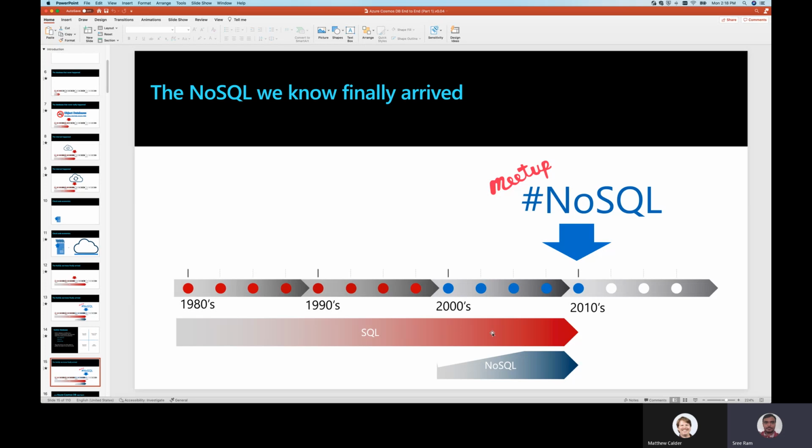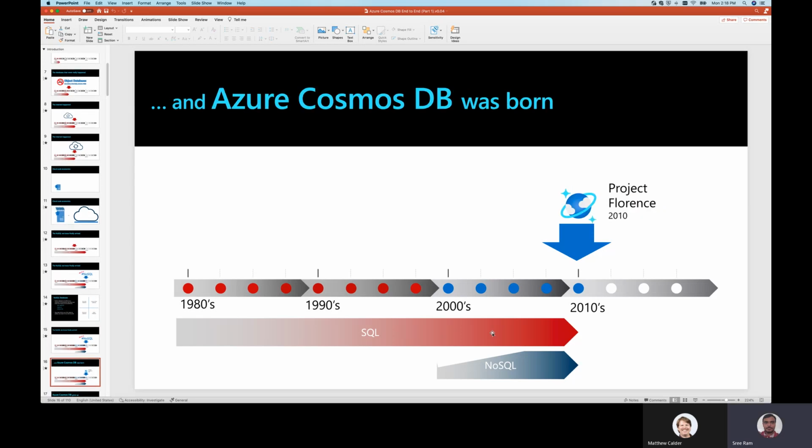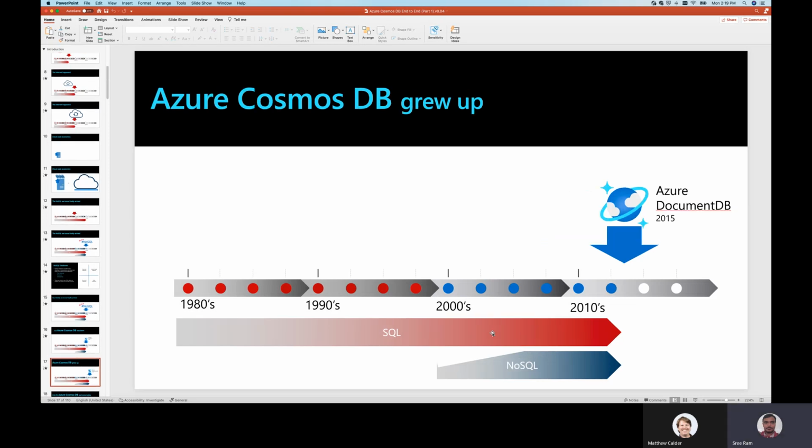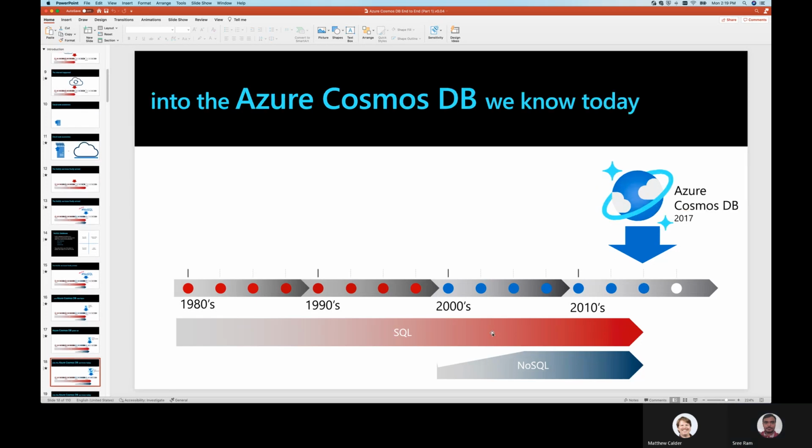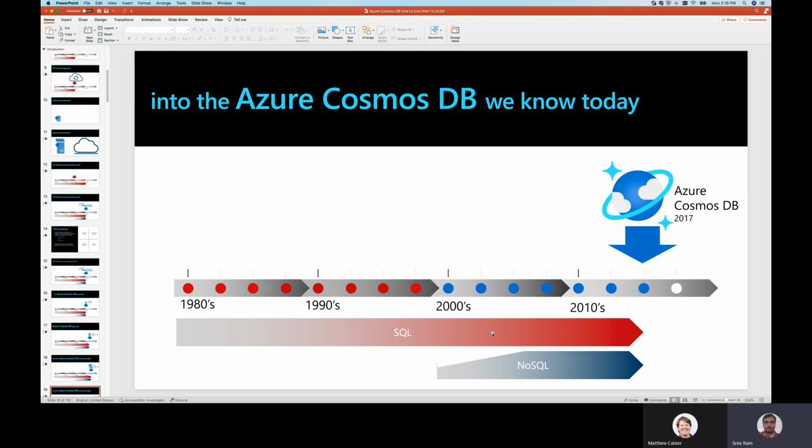So NoSQL arrived, and people thought about all of these scenarios, and they coined the term NoSQL. As part of NoSQL, some very important things happened, especially at Microsoft. Microsoft started its NoSQL journey with Project Florence in 2010, and we branded it as Azure Document DB in 2015. Then in 2017, we rebranded it as Azure Cosmos DB. Azure Cosmos DB is rebranded as a multi-model API store.